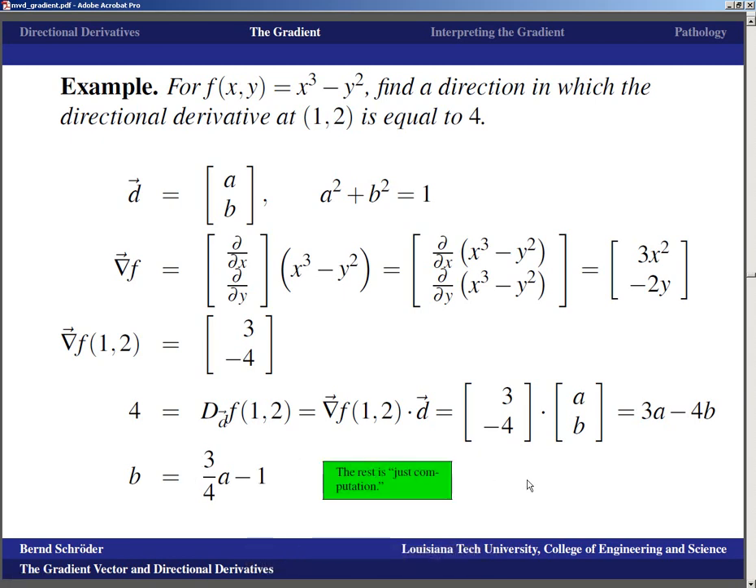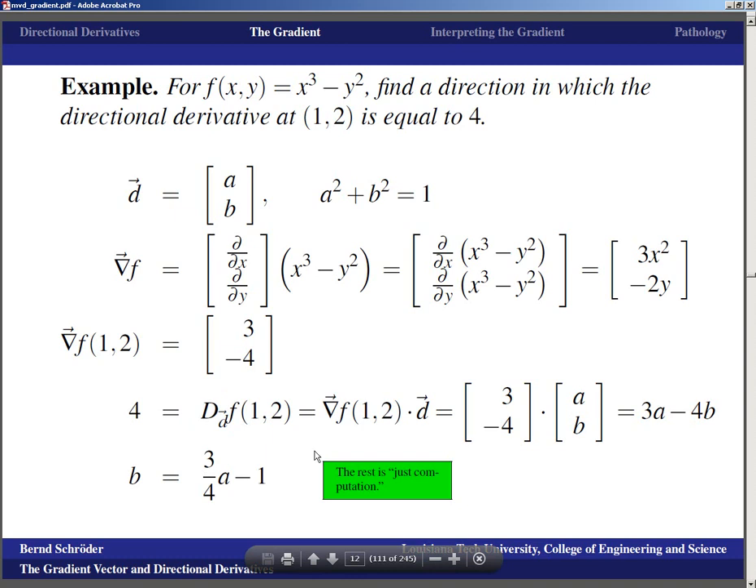And I think, yeah, here's my box that hopefully we will ultimately just enjoy, because the rest is really just computation. We have talked our way through here what we need to do. We need to find a direction in which the directional derivative is 4, and basically the whole key to the problem is this chain of equations. You just take your desired directional derivative and set it equal to your gradient dot the direction, where the direction is now a vector that we have to find, and we know that a squared plus b squared equals 1.